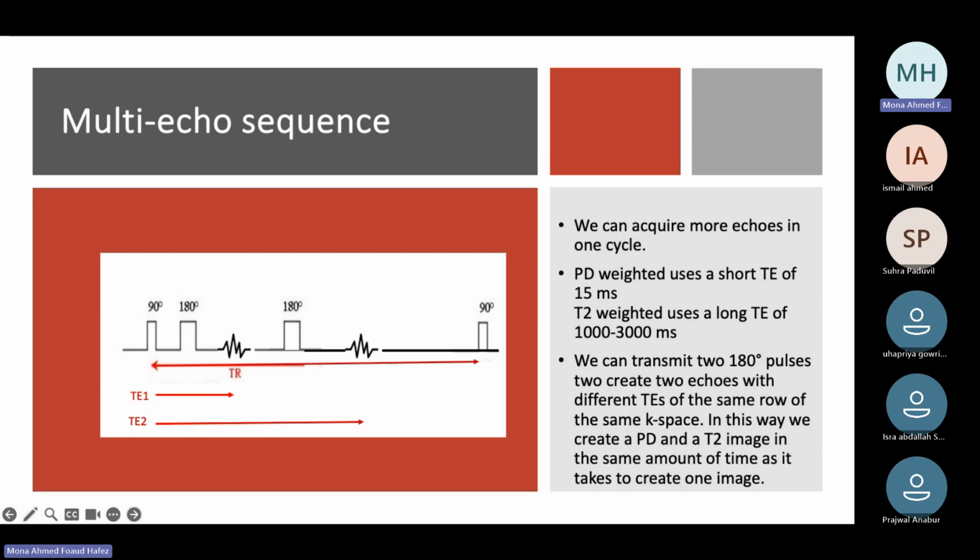In this way, we create a proton density and T2 image in the same amount of time as it takes to create one image. As both need a long TR, we can use the concept that proton density needs a short TE to take a proton density image. Then after a long TE, we take the T2 image, and both of them need the long TR. So we take both of them at the same time.